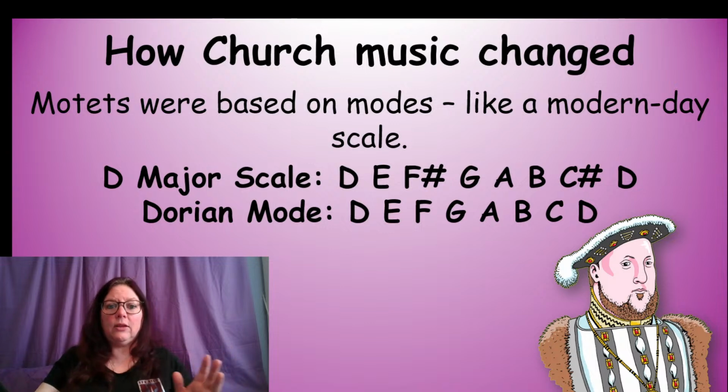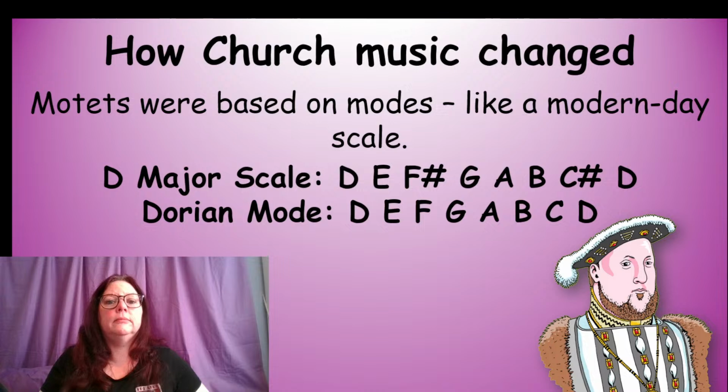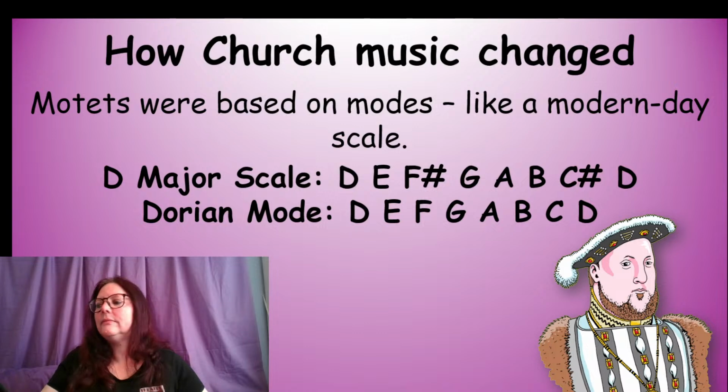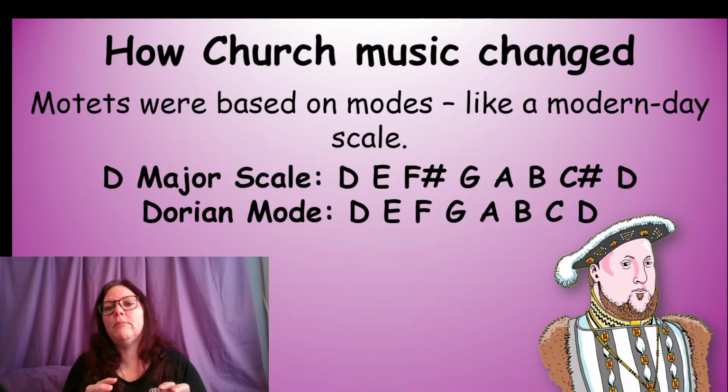That's true for all major scales. I'm going to play the D major scale. Because I started on the note D. But if I played a G major scale, or a C major scale, the pattern stays the same. I'm just starting on a different note. Now I'm using the D major scale as an example because we're looking at the Dorian mode. It starts on a D. So D major scale.